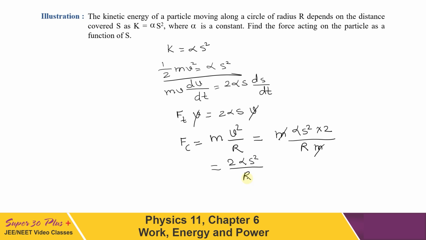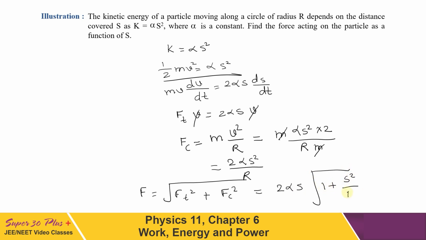Now we have both centripetal and tangential force, so we can write the net force to be equal to under root F tangential square plus F centripetal square. If we substitute these values here, 2 alpha s can be taken as common, and it will be under root 1 plus s square upon r square. So this is the value of the net force acting on the particle.